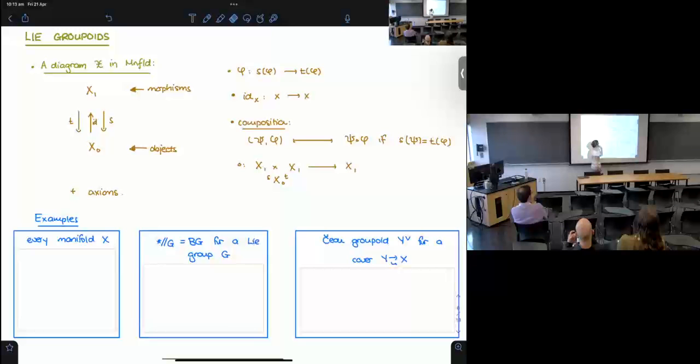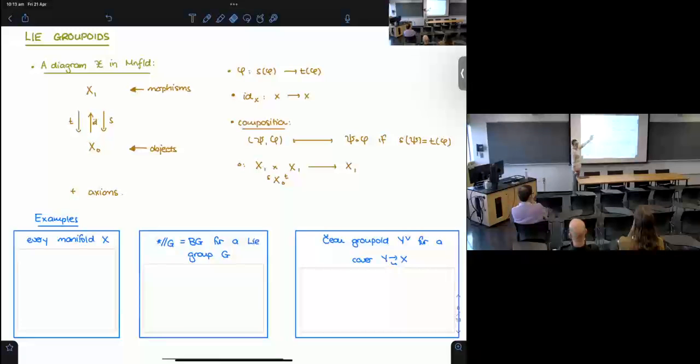And then I also have composition, which I haven't drawn on my diagram, but if the source of psi and the target of phi are the same, then we should be able to compose them. And so that means we should have some kind of map from this fiber product here. And in order for this fiber product to be a manifold, we require that S or T is a surjective submersion.